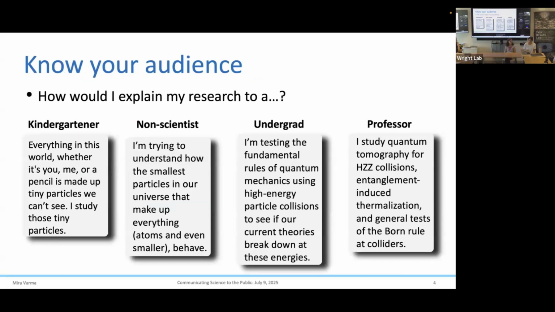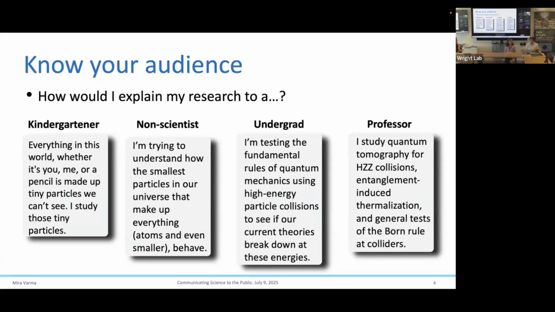So for the first pillar, which is know your audience, I just thought it would be nice if we had more time, if everyone could try to think about how they'd explain their science to various ages of people. But since we don't have a lot of time, I just wanted to show an example of how I would explain my work to various audiences.